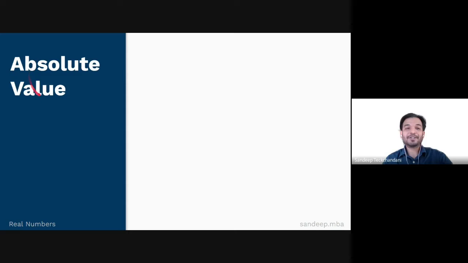In this slide, we will study the concept of absolute value. You must never forget these 2 points regarding the absolute value. The first point is the distance between a number and 0 on the number line is called the absolute value of the number.